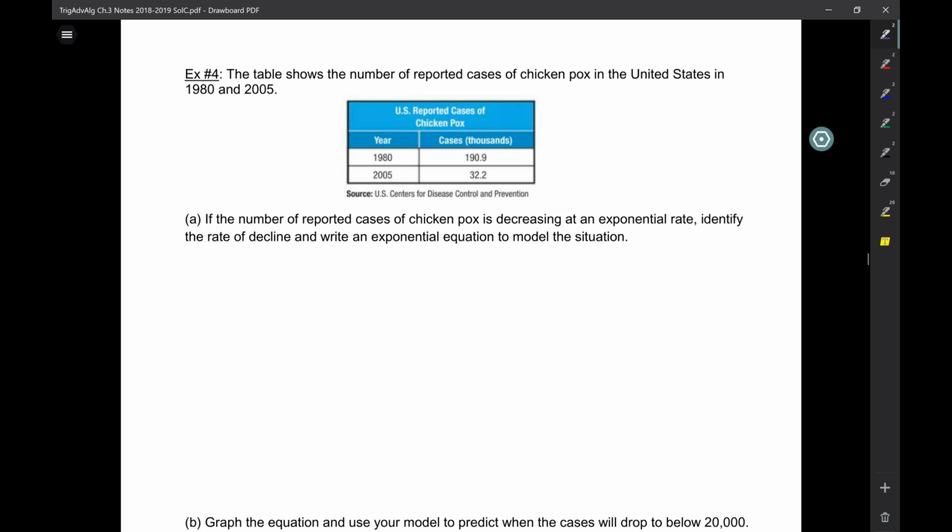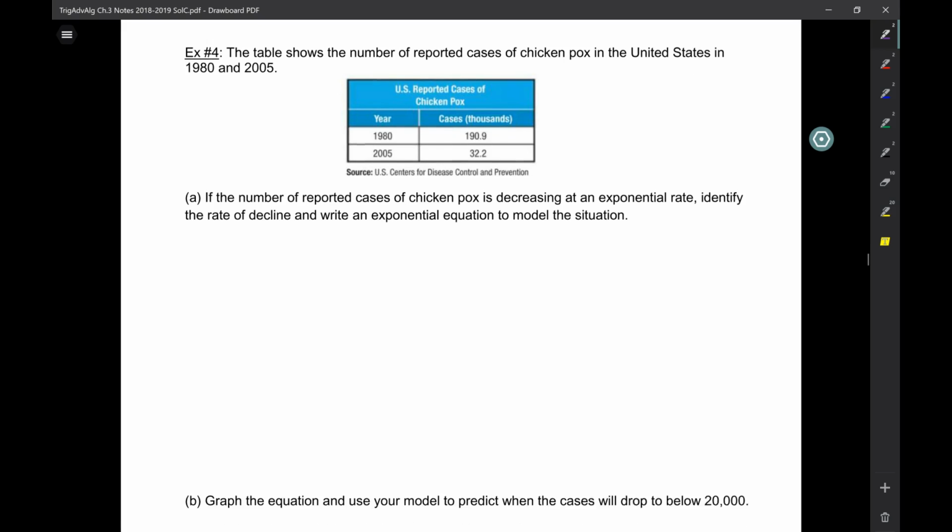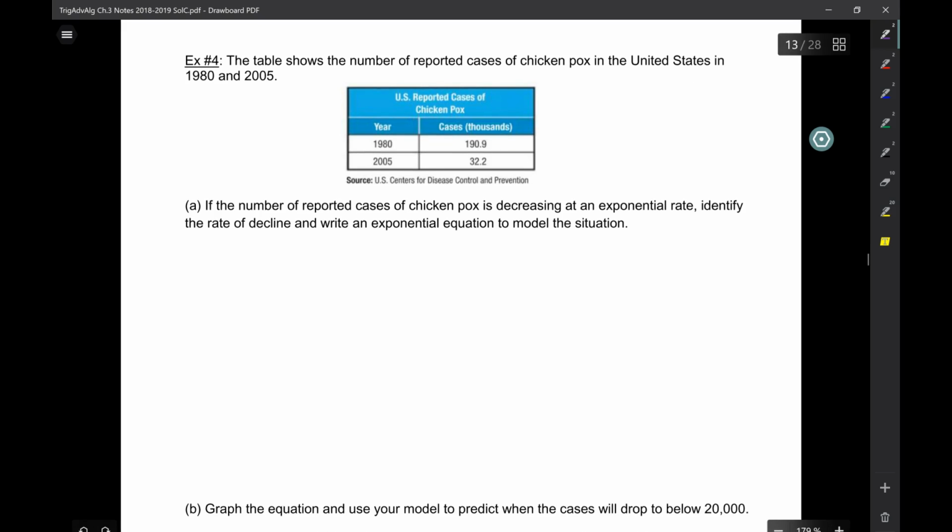This table shows the number of reported cases of chickenpox in the United States in 1980 and then again in 2005, right? Okay. So again, this does not tell us that it's increasing. It says it's decreasing at an exponential rate, but not continuously. So again, we're going to use the same formula of 1 plus or minus r to the t. So it's going to be N is equal to N naught times 1 minus r to the t, because it's decreasing.